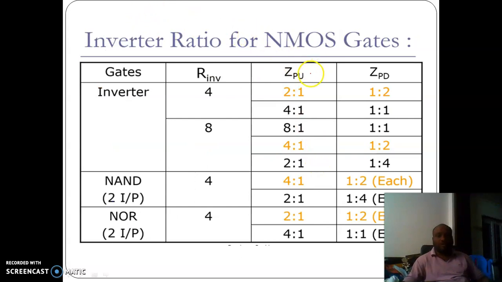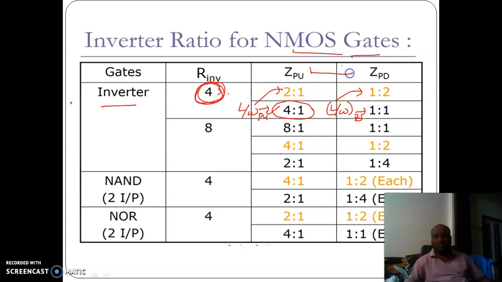So inverter ratios for nMOS gates can be achieved in different ways. For example, for an inverter which requires a 4 is to 1 inverter ratio, you can follow two ways. The first way, the simpler way, is pull up with 4 is to 1, that is L by W ratio for pull up is 4 is to 1 and L by W ratio for pull down is 1 is to 1. So this is pull up and this is pull down. Putting them together, what is the pull up to pull down ratio? You can achieve it as 4, or otherwise you can keep pull up as 2 is to 1 and pull down as 1 is to 2. So the ratio of these two, that is ZPU by ZPD, will be 4 is to 1.